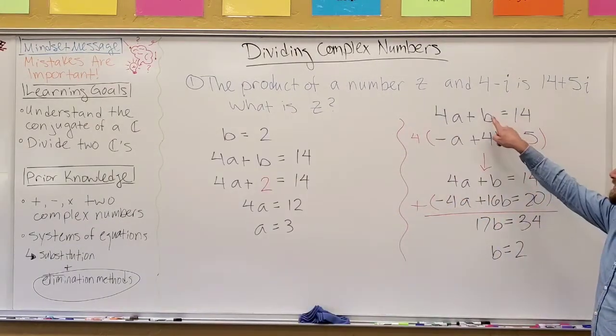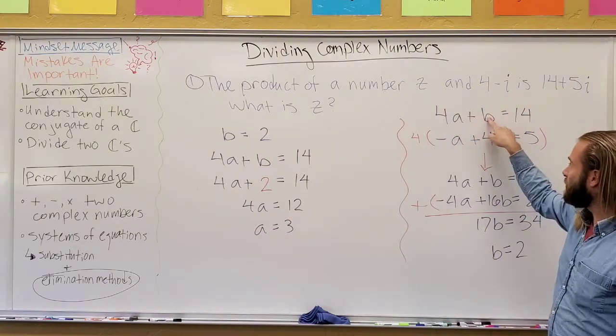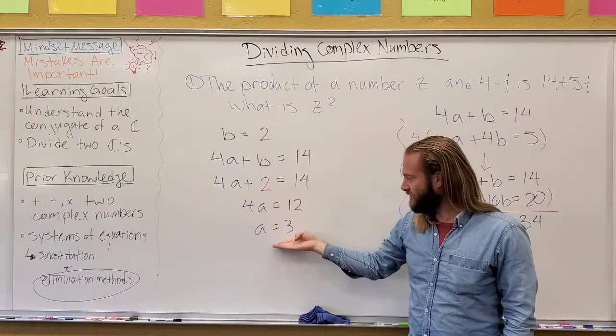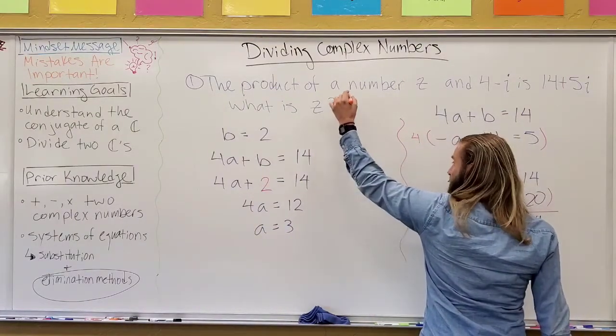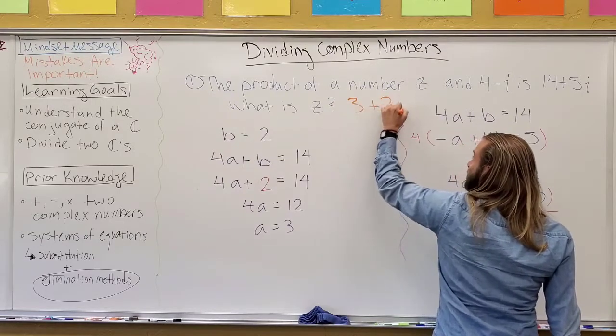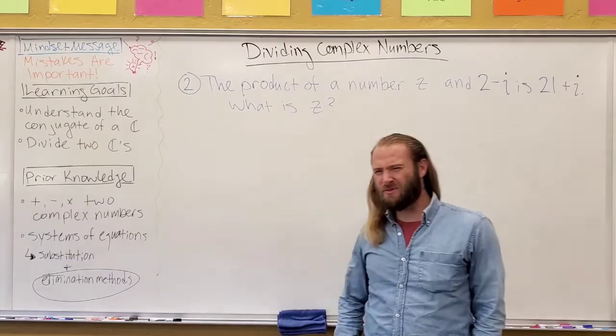And now that we know b, we can use either of our original equations. Let's just use the top one and replace b with 2. If we solve that, we get a equals 3, and so the complex number that I was seeking is 3 plus 2i.